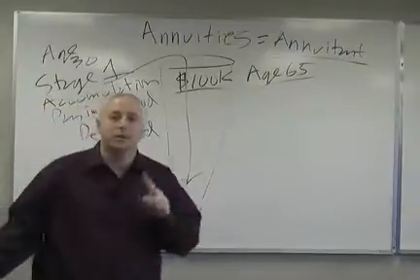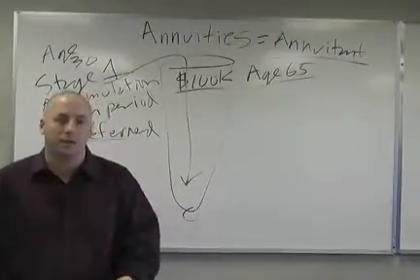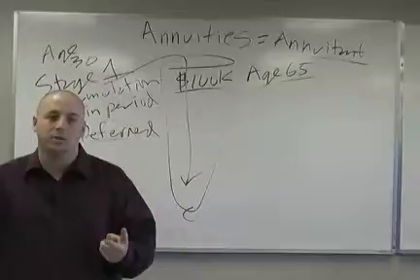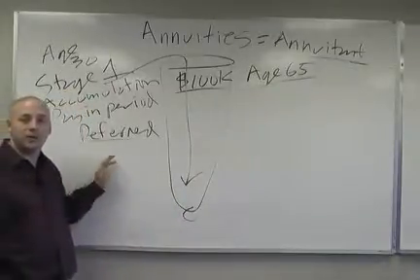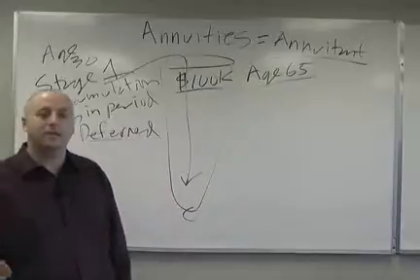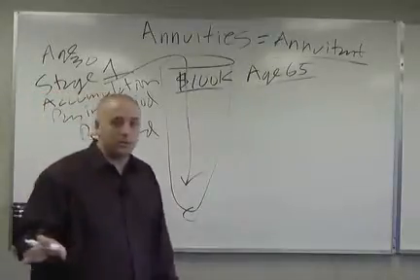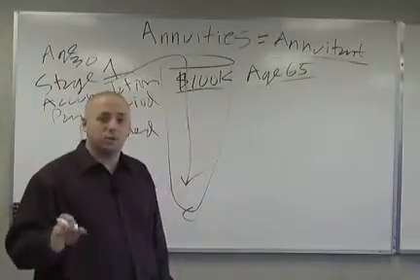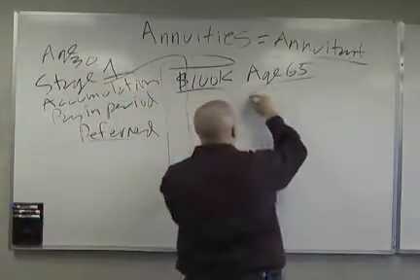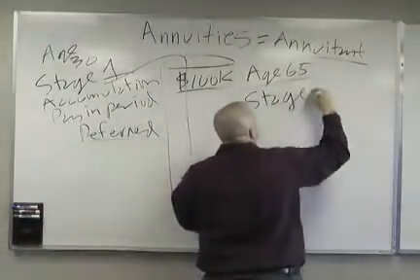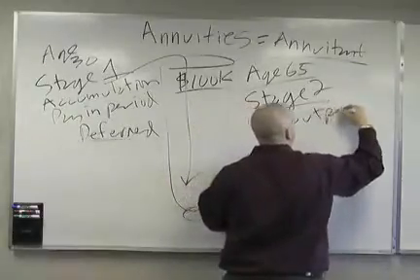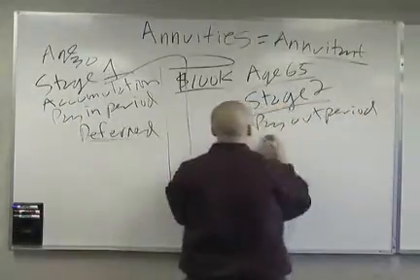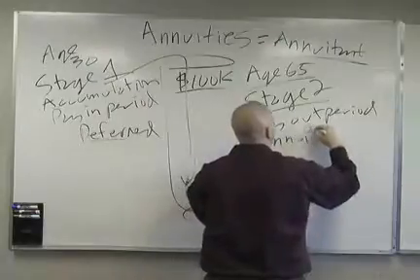Now, there's actually 2 stages. Every annuity that is sold has 2 stages. There's stage 1, which we're talking about here, called the pay-in or accumulation stage, and that's when the person's paying money into the annuity. All annuities also have a stage 2, so we'll list that over here. And stage 2 is referred to as the payout period, also known as annuitization.